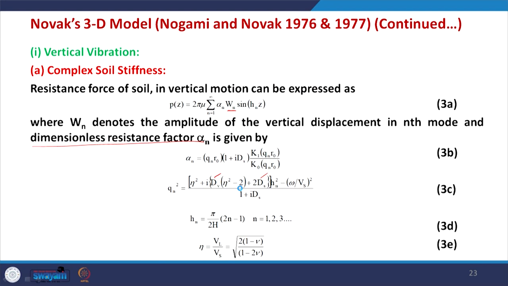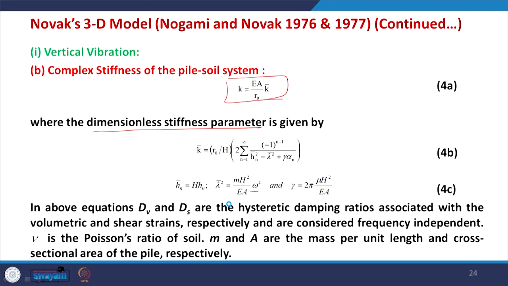This was the case for the soil also, it was depending on omega, and here omega is coming in to find the value of Qn. So, that means whether you say complex soil stiffness or complex stiffness of the soil pile system, they are frequency dependent. That is the issue we need to understand: as frequency changes, their values are going to change, and this was for vertical vibration.